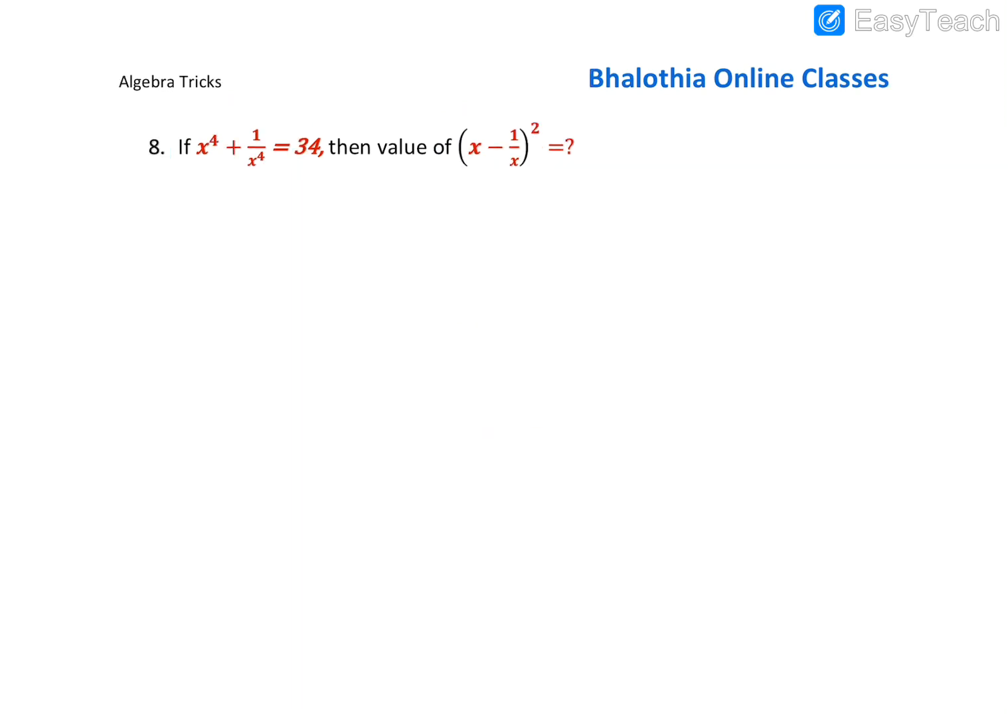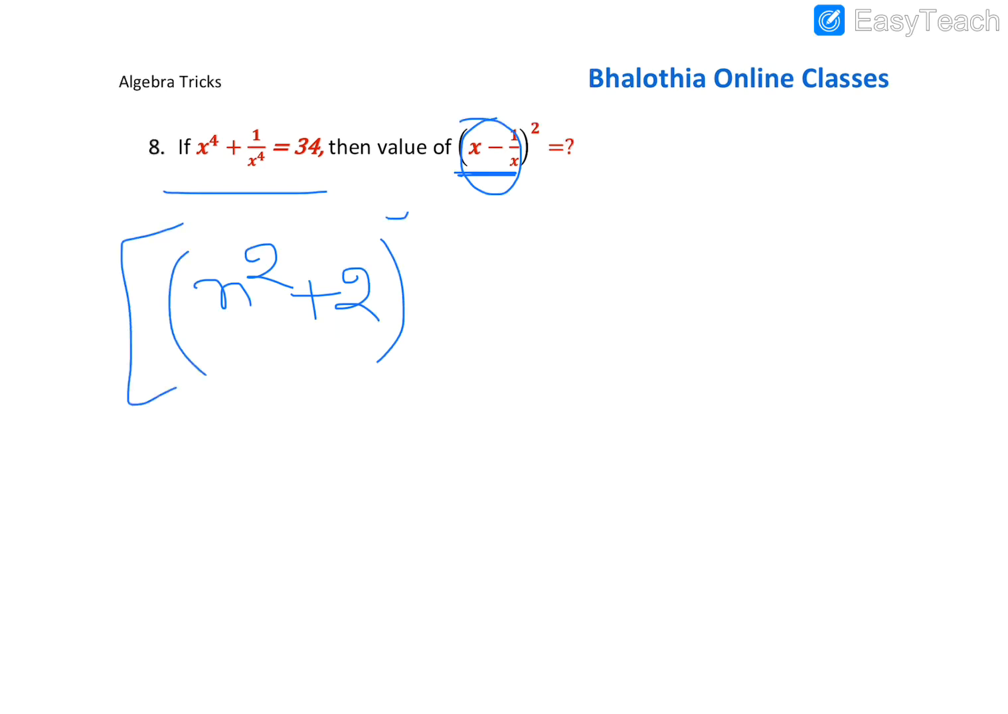Okay, next one, here x raised to the power 4 plus 1 upon x raised to the power 4 equal to 34. Okay, and then minus. So let's see what will be the value of x minus 1 upon x. You know the formula for 4, right? In case of minus, that will be n square plus 2, because minus is given, and then this is the formula for square, and then we will do a square and then minus 2, right?